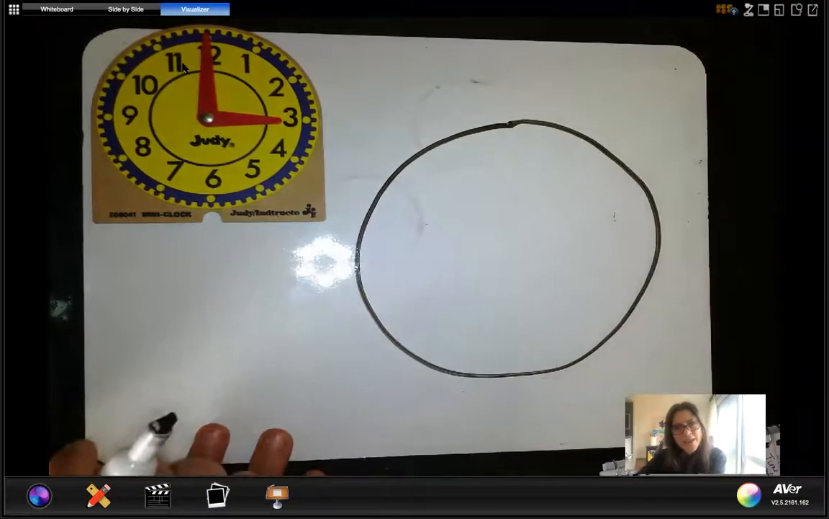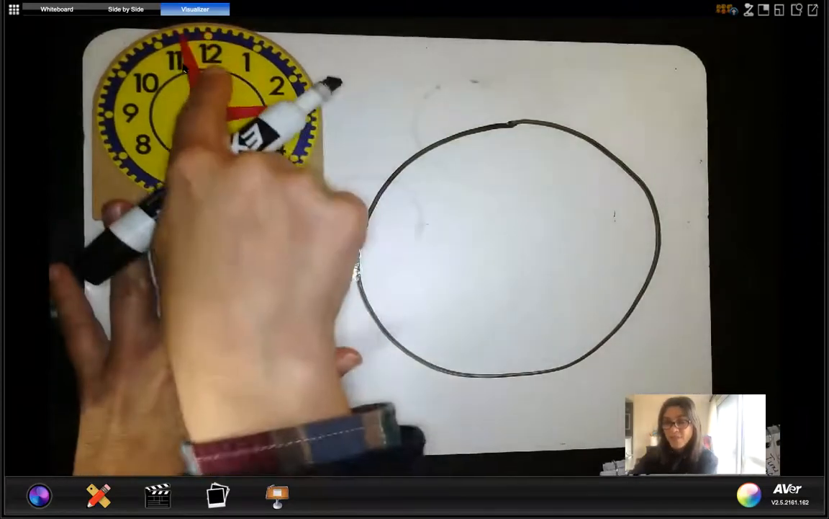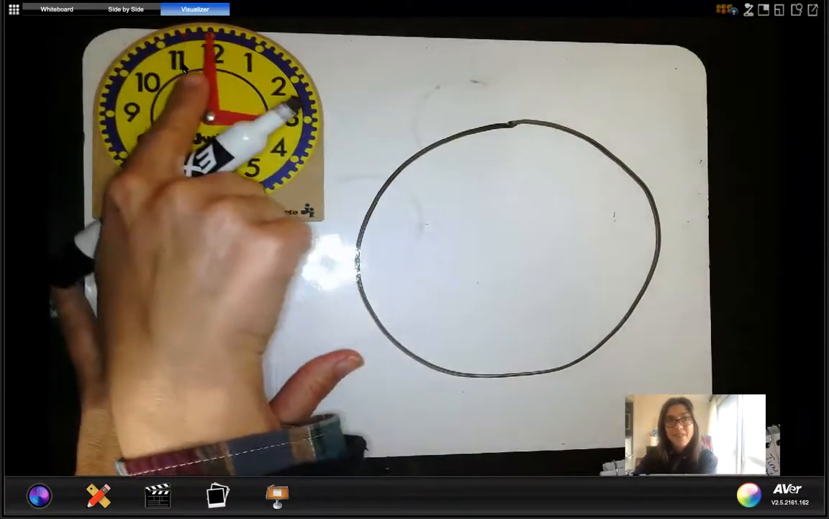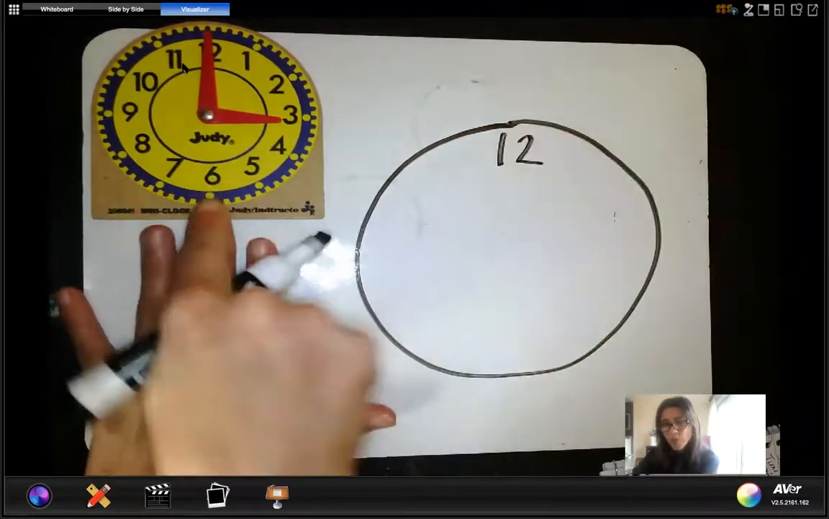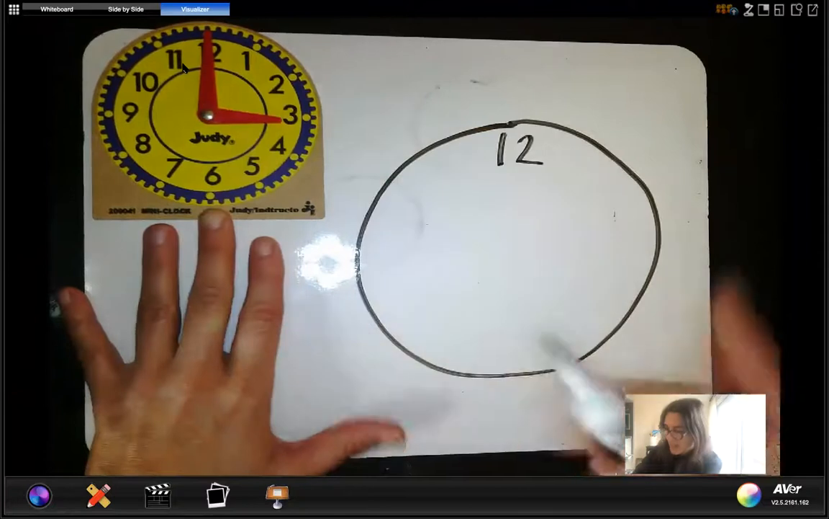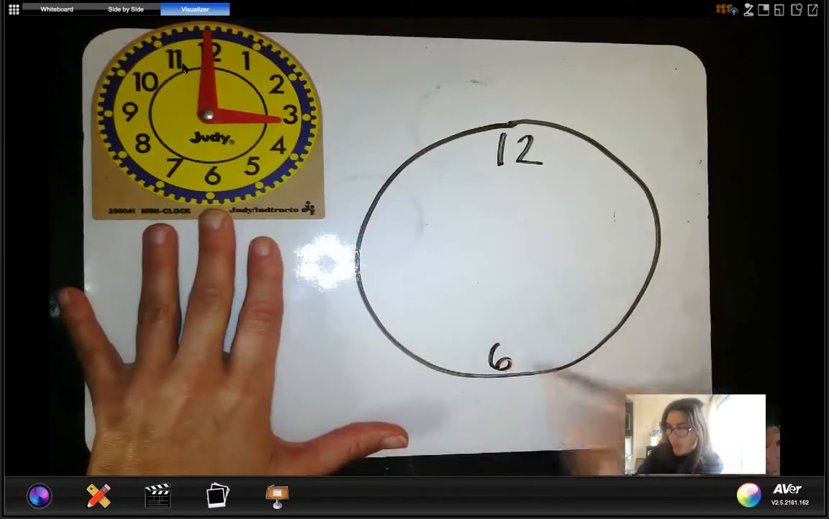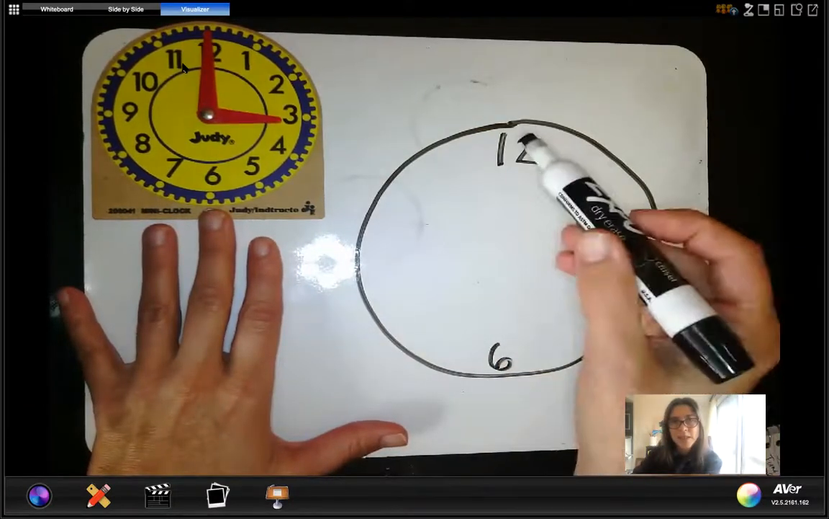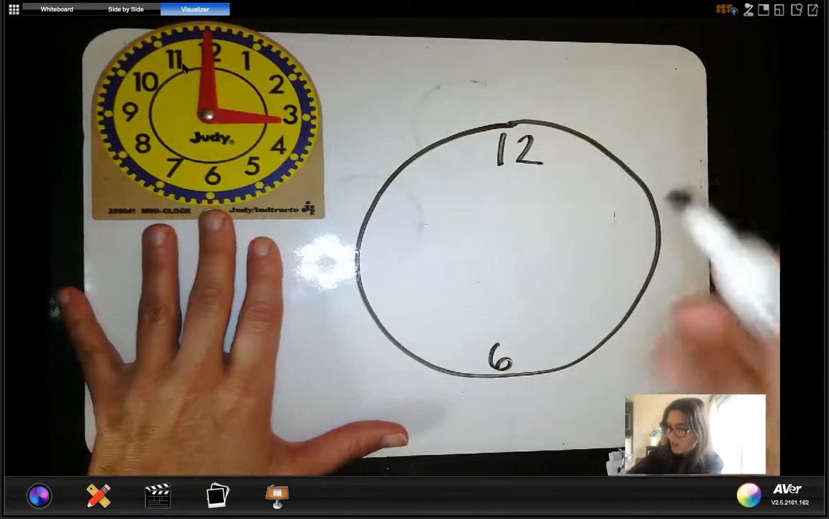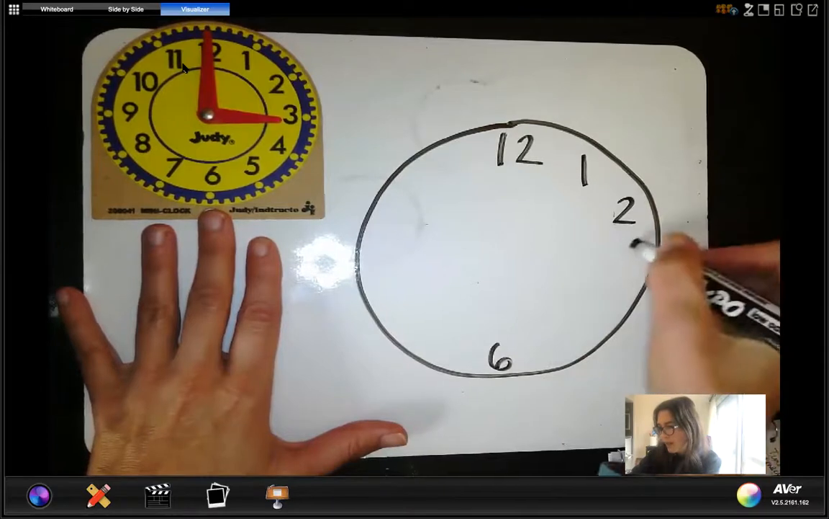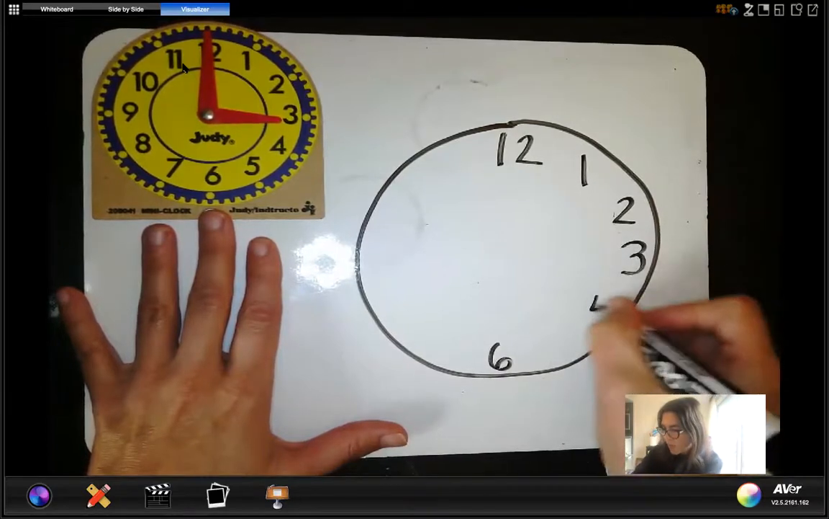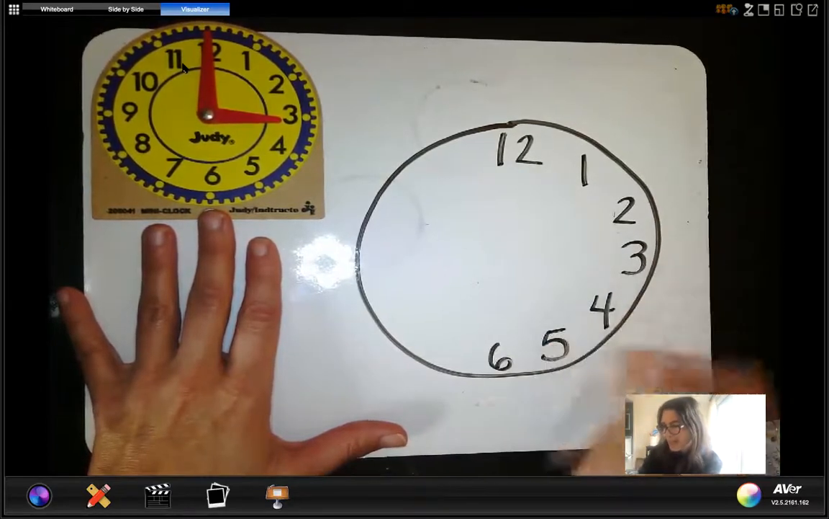Now, I heard in that video that there's 12 numbers on a clock. Which one is at the very top? That's right. I can start by writing the 12. Which one's at the very bottom? A 6. Now we can fill in the missing ones between the 12 and the 6. 1, say them with me, 2, 3, 4, 5, 6.